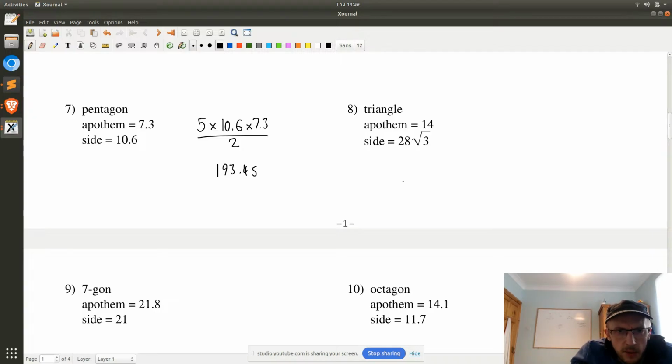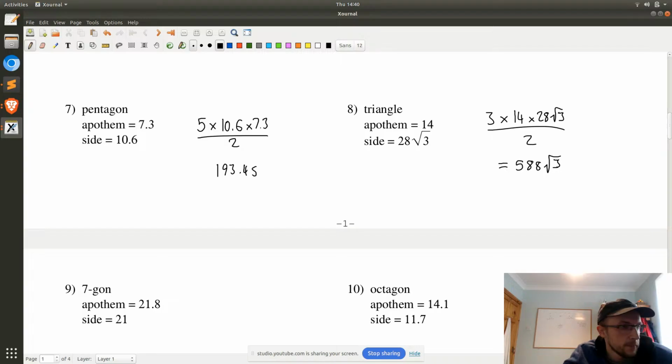Oh, so it would seem, okay, a triangle with an apothem of 14 and a side length of 28 root 3. So remember, number of sides times the apothem times the side length, and divide all of that by 2. So that's really 21 times 28 root 3. And 21 times 28 is 588. So it's 588 root 3. Hooray! I did it.